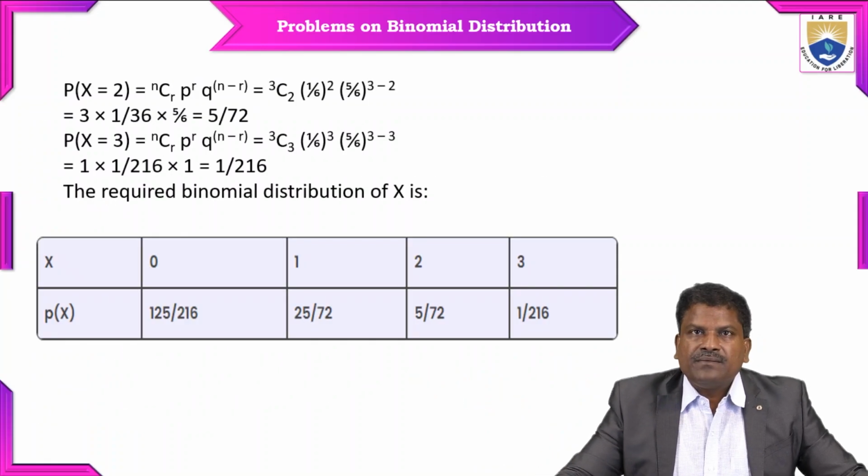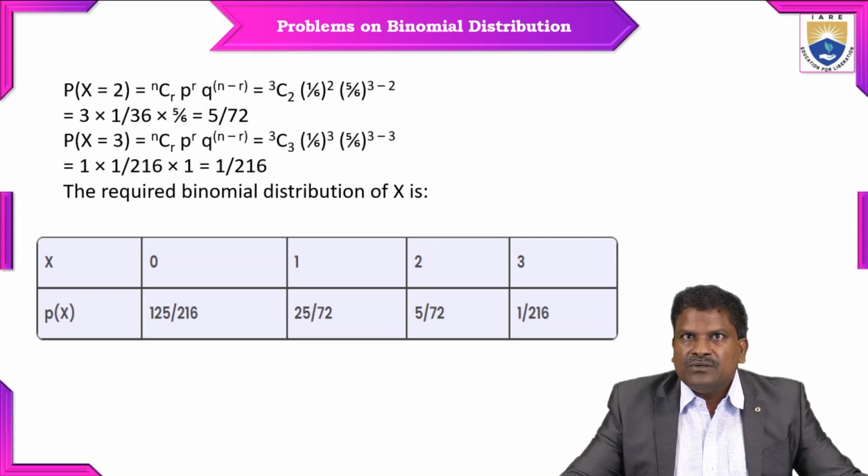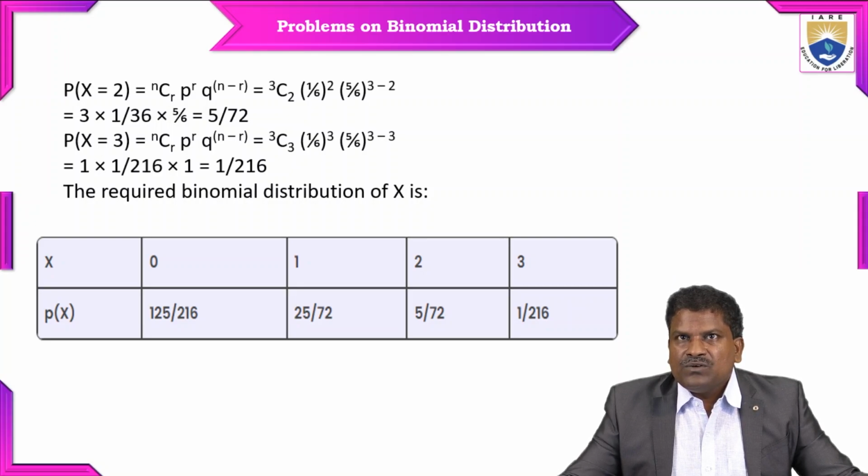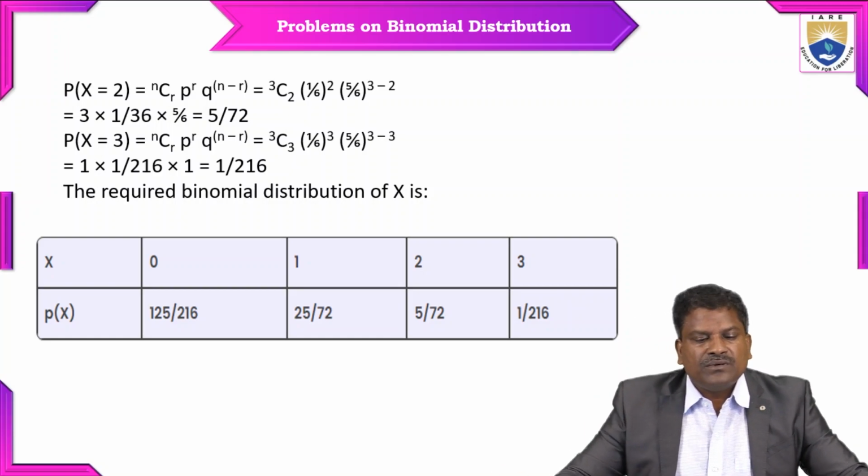Now let us find P of x is equal to 2 in the same way. Keep it in that formula nCr p to the power r into q to the power n minus r. So n value 3, r value 2, 3C2 into p to the power r, p is 1 by 6 power 2 here, into q, 5 by 6 to the power n minus r, means 3 minus 2. After simplification, it comes as 5 by 72.